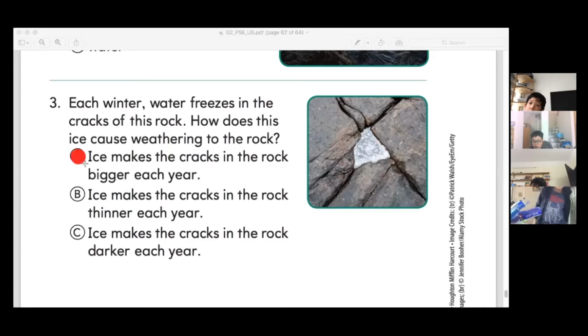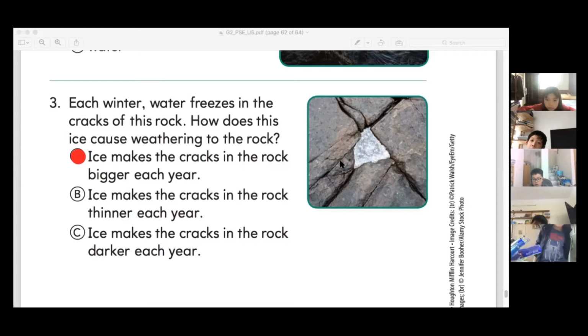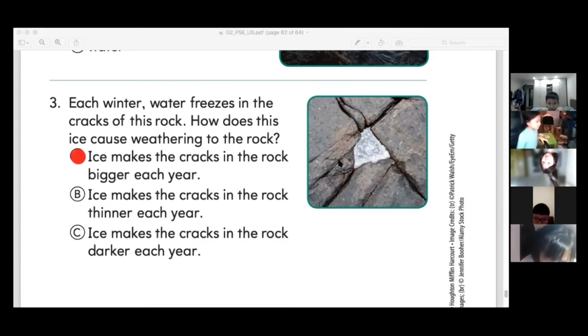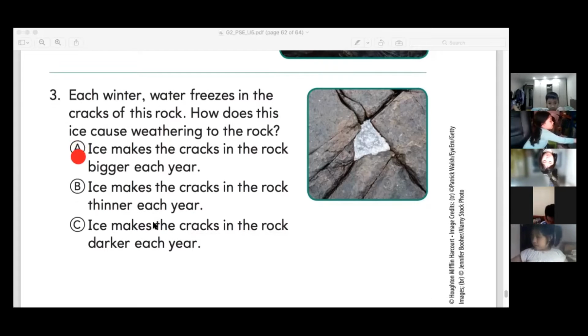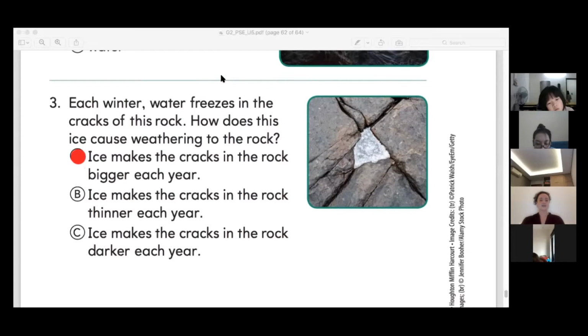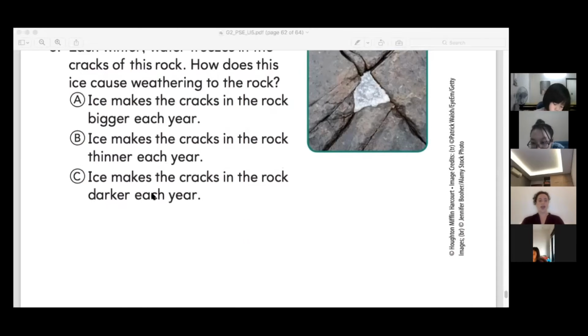Very good. The cracks get bigger because the ice takes up more space. So when the water freezes every winter, the crack gets bigger. Letter A. Give yourselves a check or an X. Check or an X. 3, 2, 1, okay.